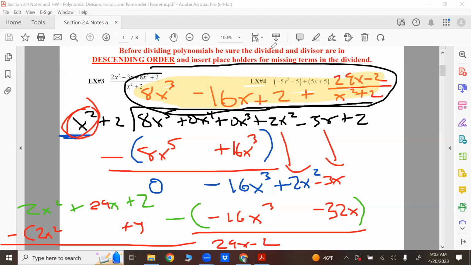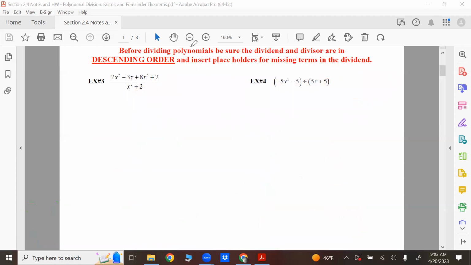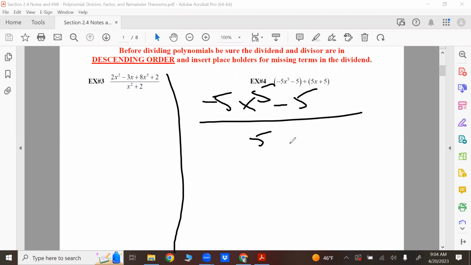I'm not going to do example 4 because I think I tortured you guys enough. But actually, let me show you a workaround for example 4. So I am going to do it, but I'm going to show you a workaround. What can you factor out from the top? So it basically looks like this, right? No, just 5, right?